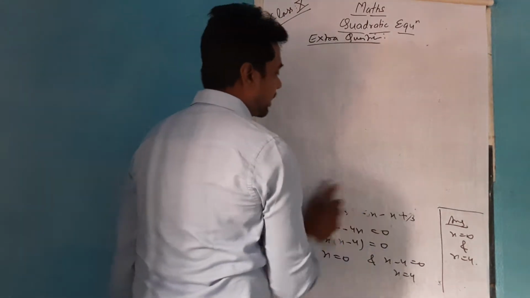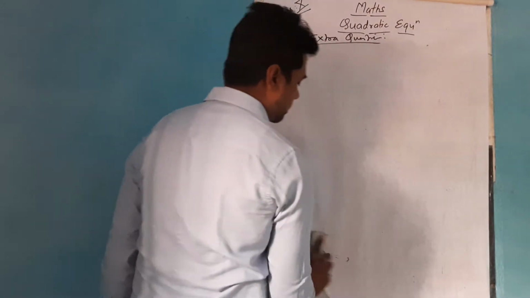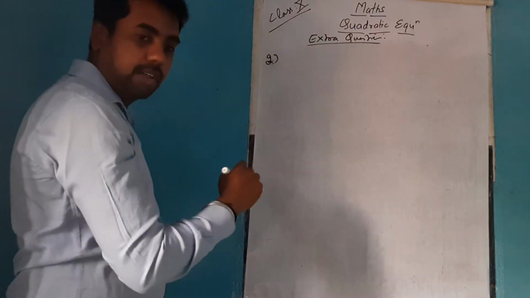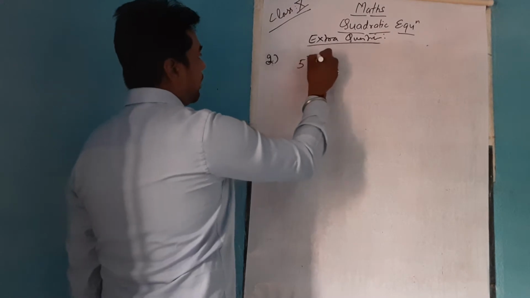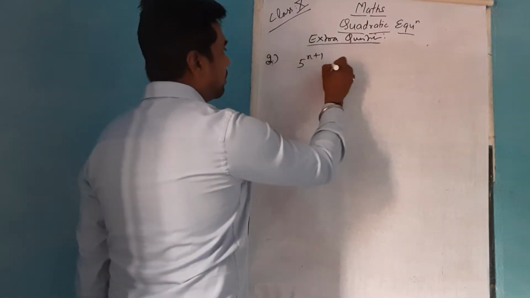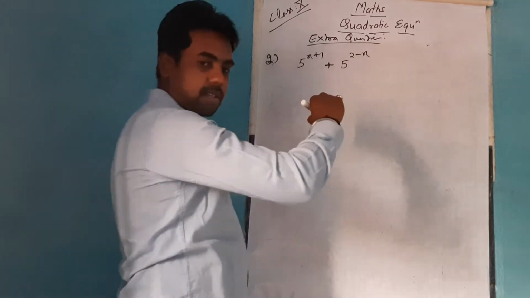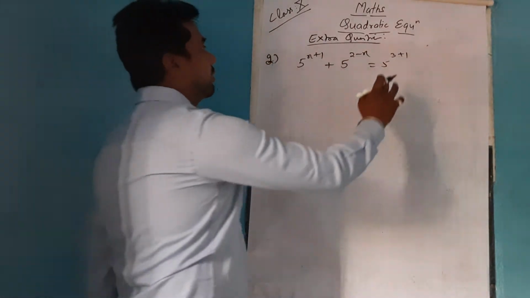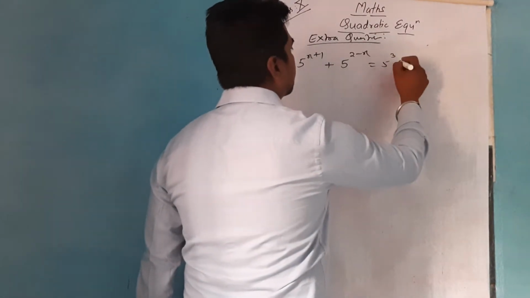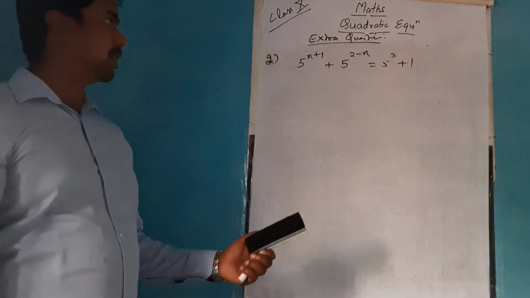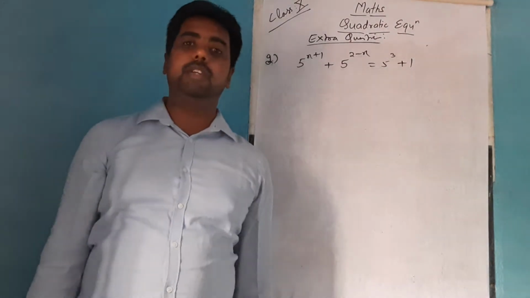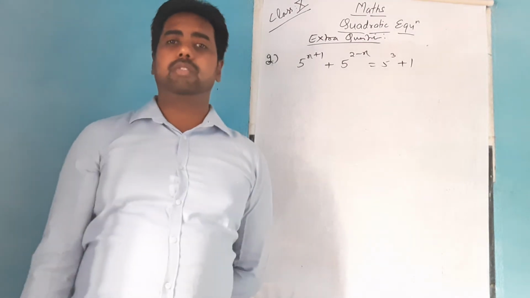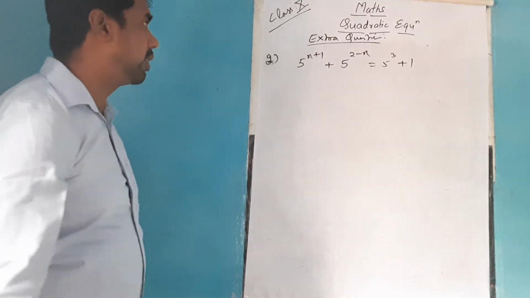Now I am giving you the second question. Again here you need to get the value of x, and the question is 5 to the power (x plus 1) plus 5 to the power (2 minus x) equals 5 cube plus 1. Oh sorry, 5 cube plus 1 is in the denominator, in the base. So that will become 5 cube plus 1. So here we need to get the value of x. When the number is in the form of an exponent, you don't have to worry, you will continue the way you used to.